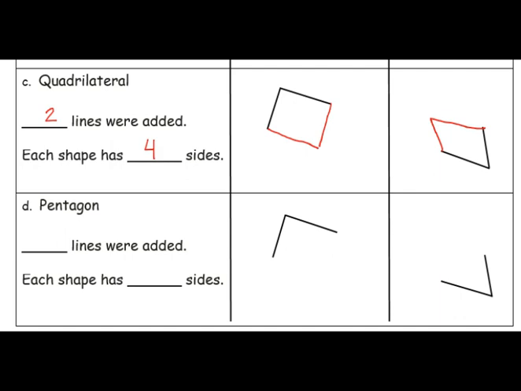In my last question, I'm looking at pentagons. A pentagon has 5 sides, so I'm going to start with my 2 sides and add 3 more lines to make a 5-sided shape. So I added 3 lines each time, and now each shape has 5 sides.